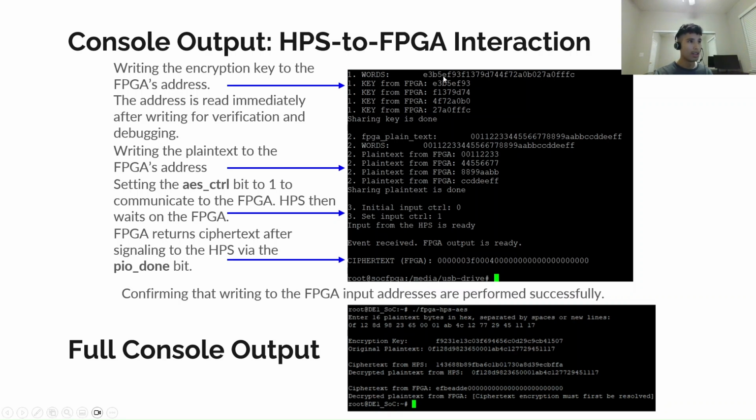So this is the encryption key that we wanted to write at that moment. And after we write it, we would immediately read it back for verification. And this is the readback here. This is straight from the PIO address.